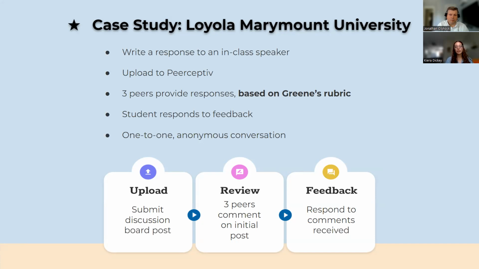Students write responses that further the discussion and demonstrate their understanding. Then the student who originally submitted the discussion post responds to the comments they've received and rates the response's helpfulness and accuracy. After students both give and receive feedback, Peerceptive will display these one-to-one anonymous conversations in a chat style window for students to read and reflect on.